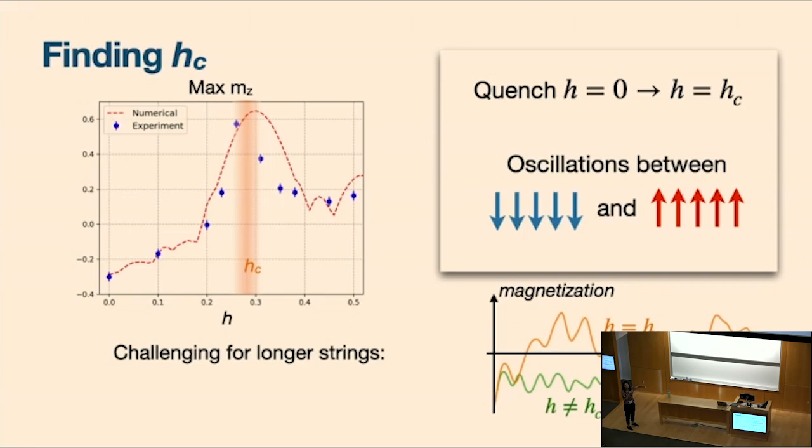Now, we do this for a string of 5 spins. This is hard to do for longer strings, and the reason is twofold. First of all, the peak gets narrower and narrower with L. And the second reason is that you need a very long time, basically because the period of the oscillation is given by the gap, and the gap is closing exponentially with L. Okay, but for 5 ions, we can actually show this, and we can observe these collective oscillations.